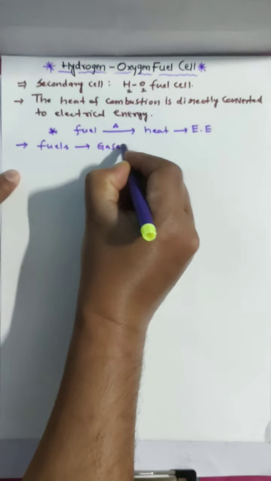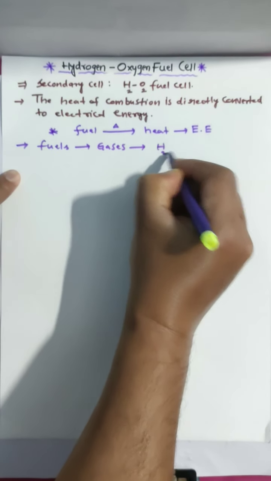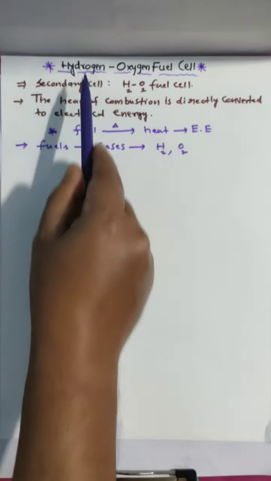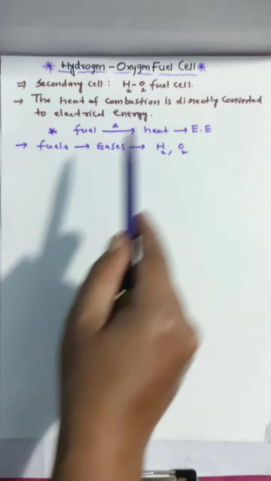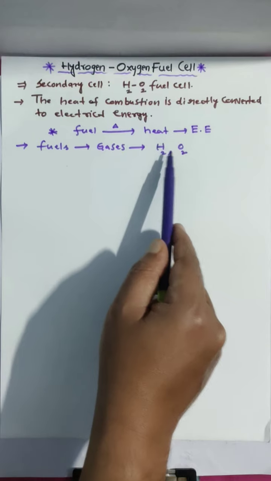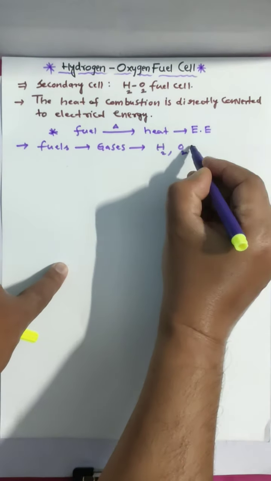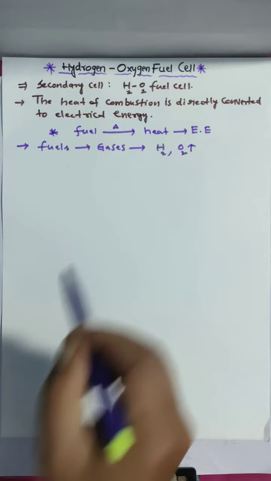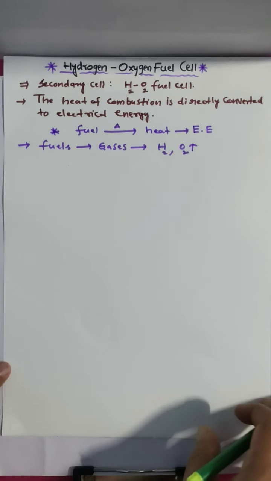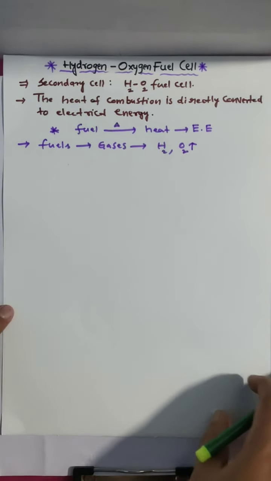For that, the fuels we are using here are gaseous fuels, that is hydrogen and oxygen. That's why this cell is called the hydrogen oxygen fuel cell. The fuels, especially gaseous fuels like hydrogen and oxygen, we are burning here. We have liquid fuel cells also, but that is different. Here we are using only gases, hydrogen and oxygen. Look at how this operates to generate electrical energy.